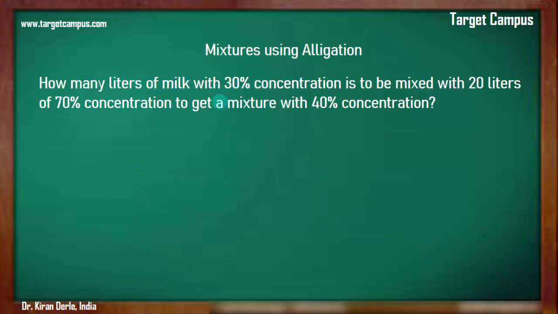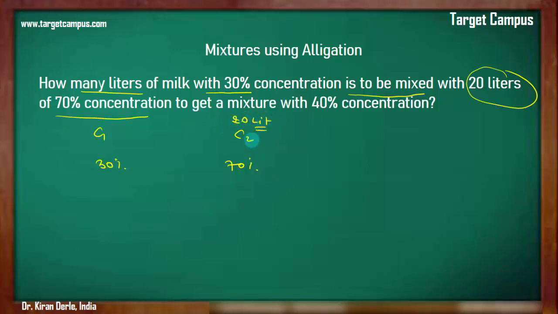How many liters of milk with 30% concentration are to be mixed with 20 liters of 70% concentration to get a mixture with 40% concentration? We have two concentrations, 30% and 70%. This is mixture 1 and this is mixture 2. This is actually 20 liters of mixture having 70% concentration, and the mixture of both has 40% concentration.